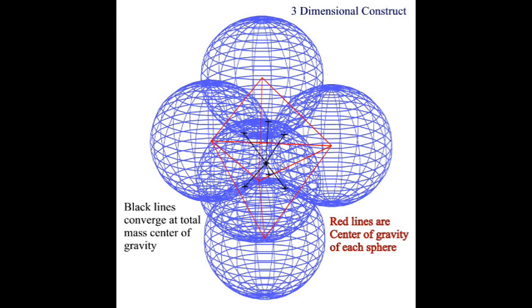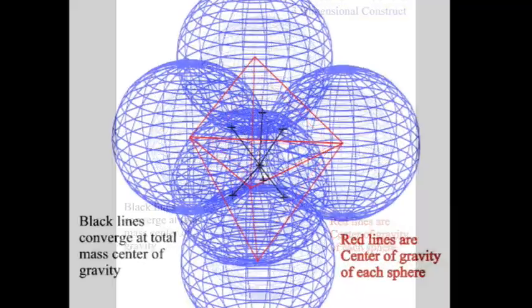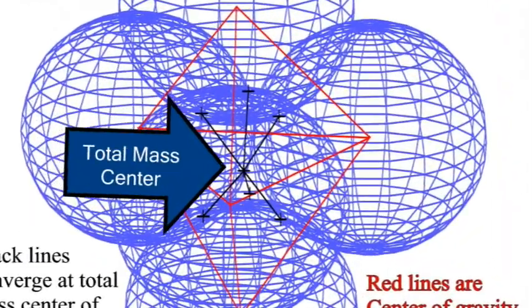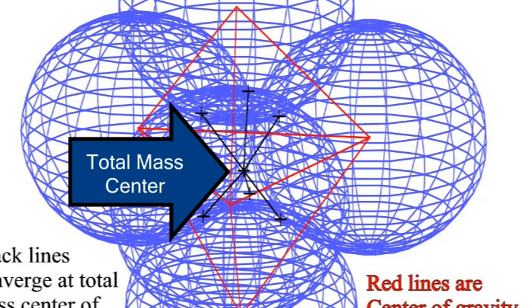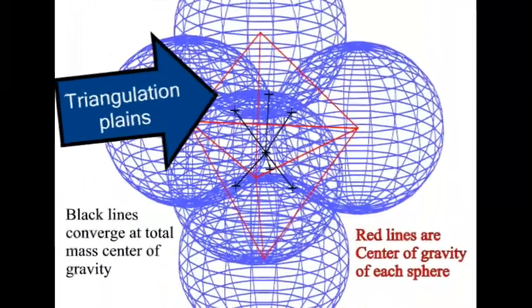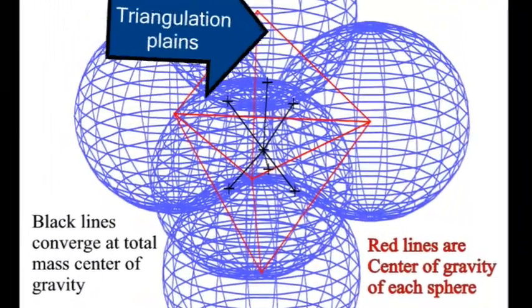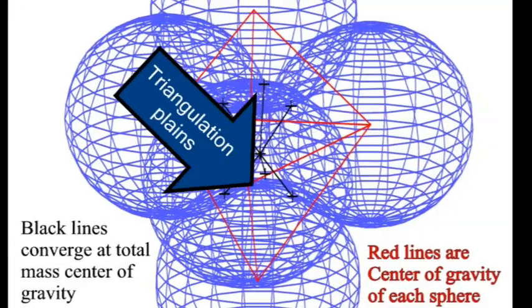3 spheres alone cannot form a structure. It takes 4 to form a structure that can be fused. Fusion will be discussed later. Notice the black lines that show the center of vector force. The red lines indicate the triangulation planes formed by the spheres. Center of gravity here is a drafting term.